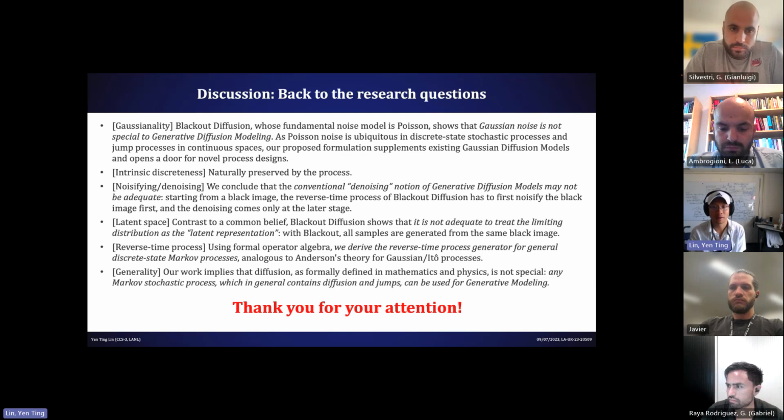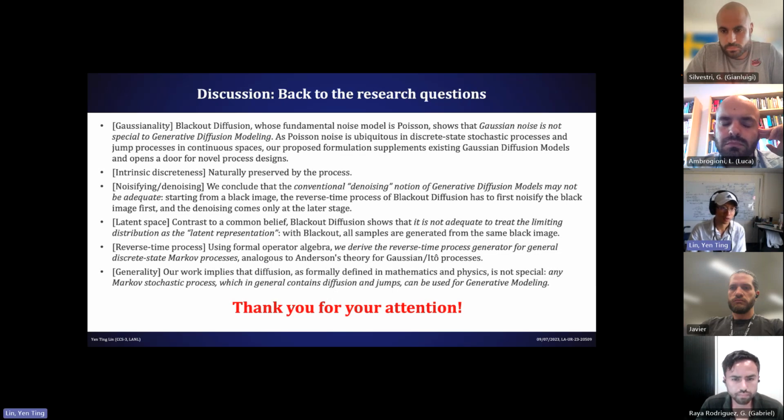It's a jump process. Now, Poisson is actually ubiquitous in discrete state stochastic processes. So our proposed formulation probably supplements the existing Gaussian diffusion model. And if you really want to do things in the discrete domain, maybe it's a candidate that one can try. Now, without doubt, we preserve end-to-end intrinsic discreteness.